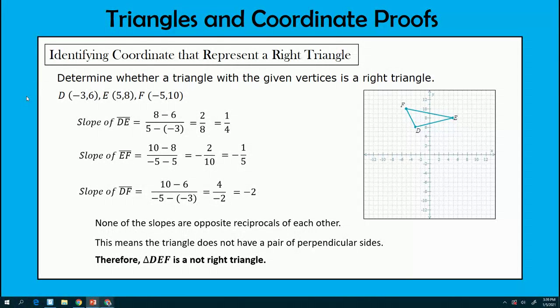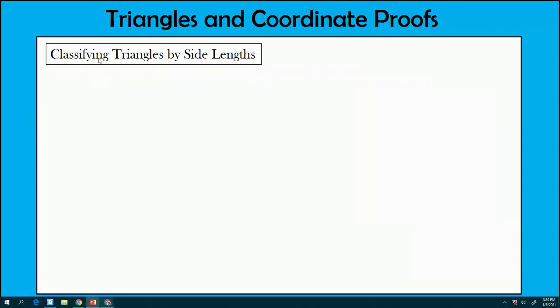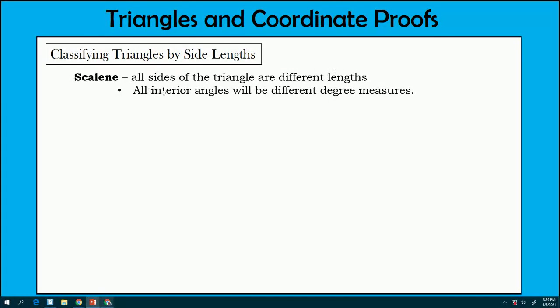Now, the second thing we're going to do in the coordinate plane is classify a triangle by its side lengths. First of all, we got to go back and remember what our descriptors are. A scalene triangle is a triangle in which all sides are different lengths. Now, if all sides are different lengths, all interior angles are different measures. I'm just throwing that in there as a bonus. But remember how I said in a triangle, the sides and the angle opposite are related. So if all sides are different lengths, all angles are different measures.